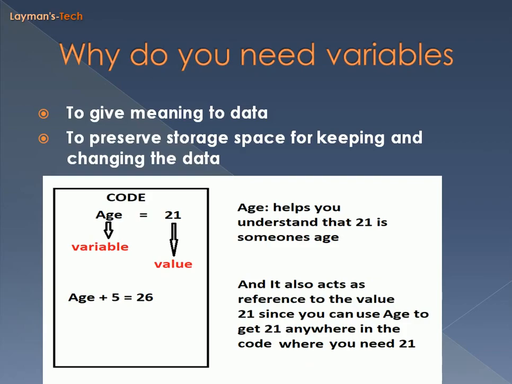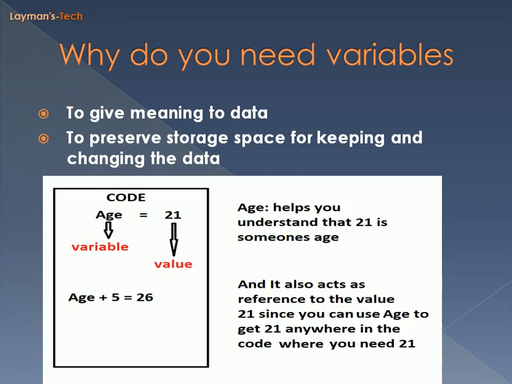Now, why do we need variables? First off, to give meaning to data. I know it is obvious by now that variables help us understand data. Let's reconsider when we used the variable age in our code to mark the memory space where the value 21 was stored. That meant that we understood that 21 is someone's age.